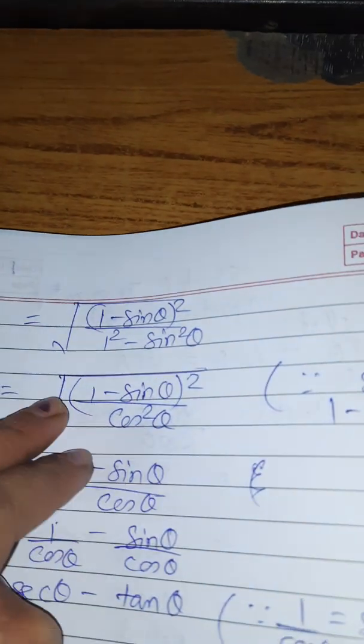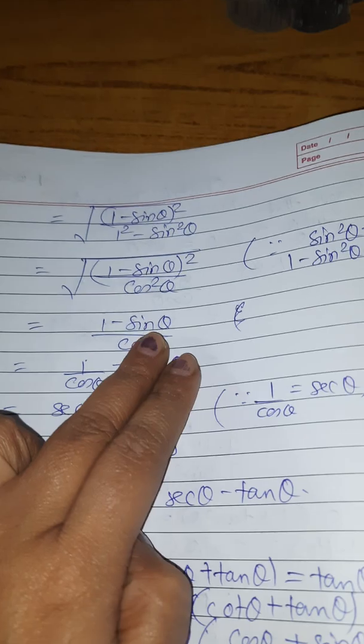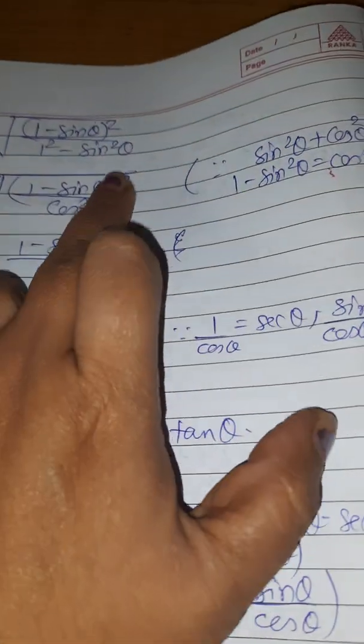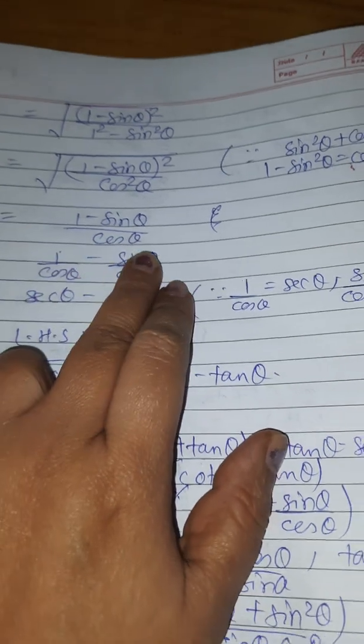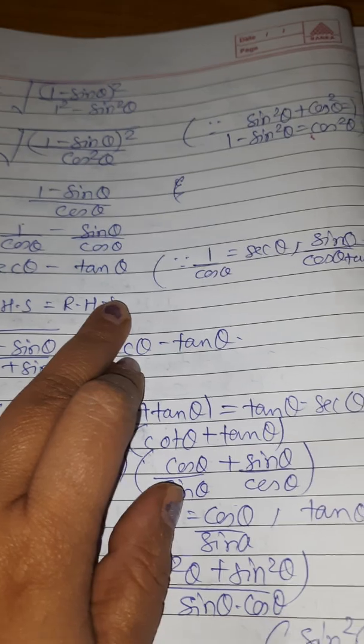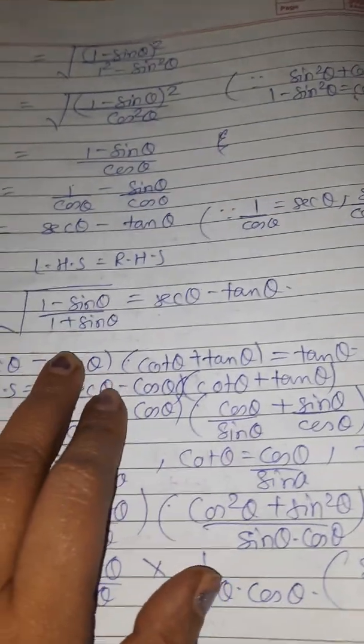So here we take under root 1 minus sin theta whole square upon 1 square minus sin square theta. So here under root 1 minus sin theta whole square upon cos square theta. The under root and square cancel. So 1 minus sin theta upon cos theta. We separate the denominator. We get sec theta minus tan theta. That is the right hand side.